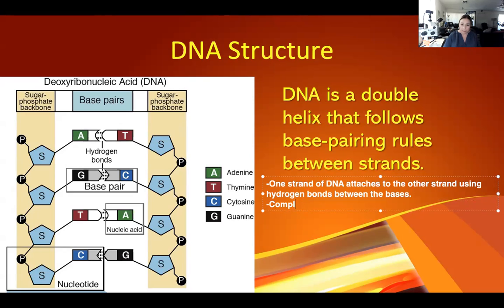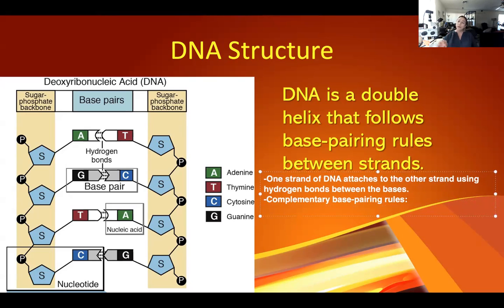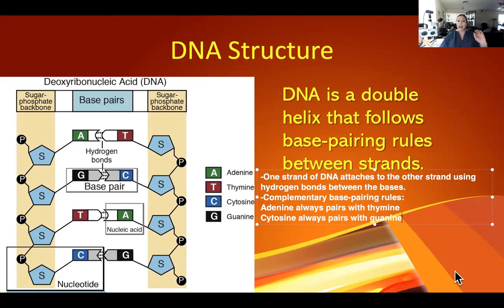So we have complementary base pairing rules. That means that if you have an adenine as your base on one strand, it always hydrogen bonds with a thymine on the other strand. So we're going to say adenine always pairs with thymine. Okay. Cytosine always pairs with guanine. Hopefully you can see that. That's going into some of the other colors there. So A always pairs with T, C always pairs with G.